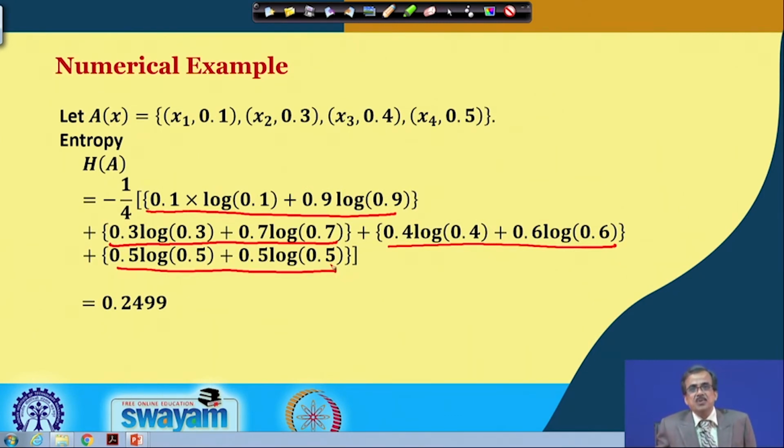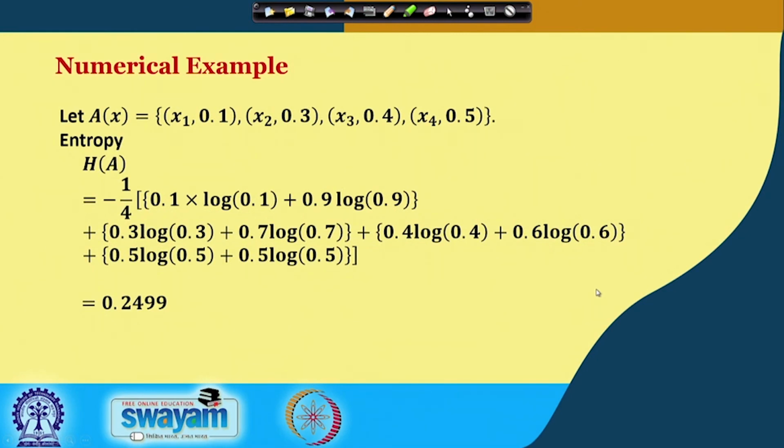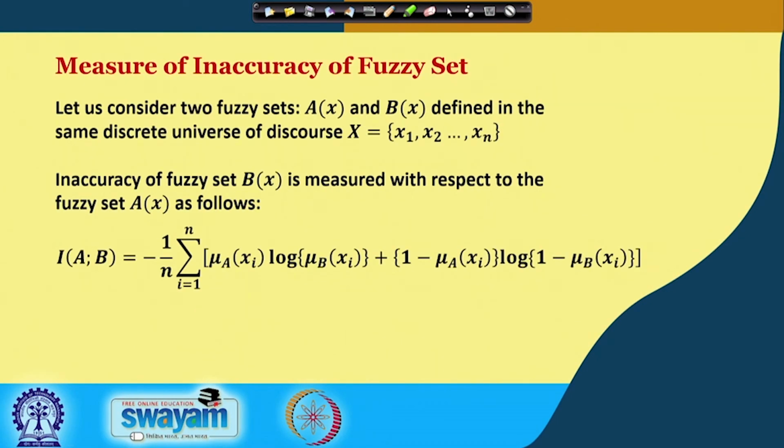And now, if we calculate, we will be getting one numerical value, and that is nothing but 0.2499, and that is the entropy of this particular fuzzy set, and that is nothing but the fuzziness of the fuzzy set in numerical terms. So, this is the way we can find out the fuzziness of a fuzzy set using the concept of entropy. Now, we are going to discuss how to measure the inaccuracy of a fuzzy set.